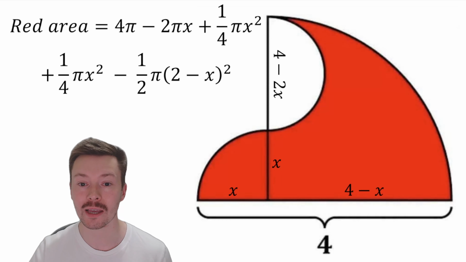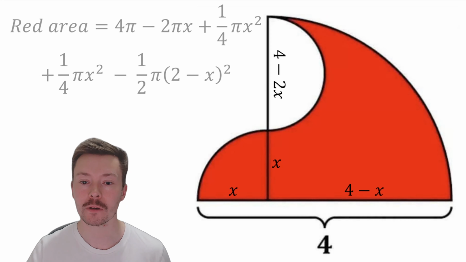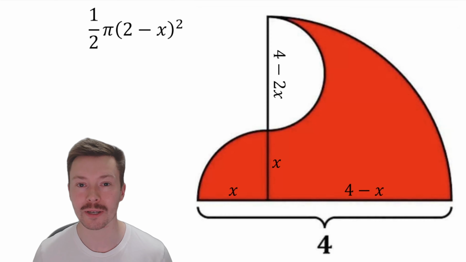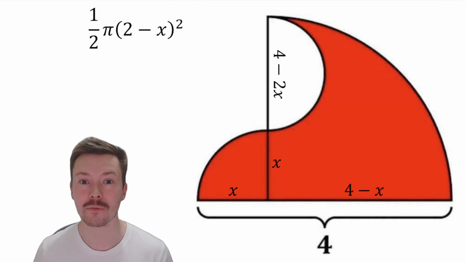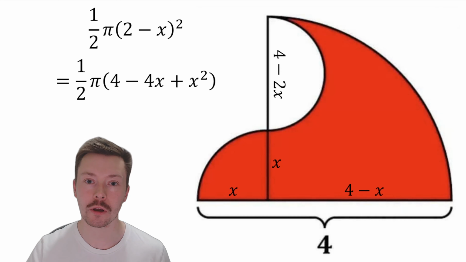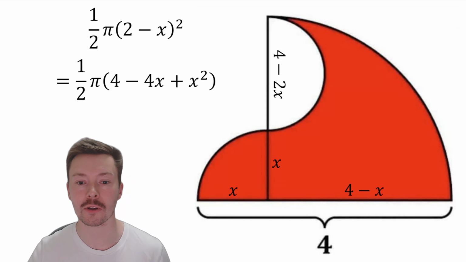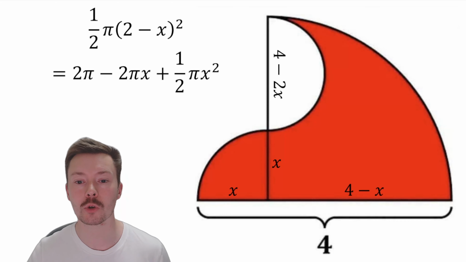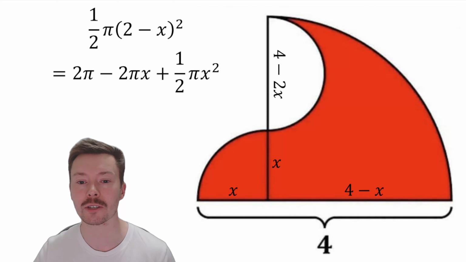Okay, so let's go back to our equation for our red area. We're going to replace that there. And now we've got to work out what a half pi times 2 minus X all squared would be. So let's have a look at that. Now again, two of those brackets times together, 2 minus X times 2 minus X, is going to give us 4 minus 4X plus X squared. Okay, and then we're going to put a half pi inside the bracket, or expand the bracket, and we're going to get 2 pi minus 2 pi X plus a half pi X squared.